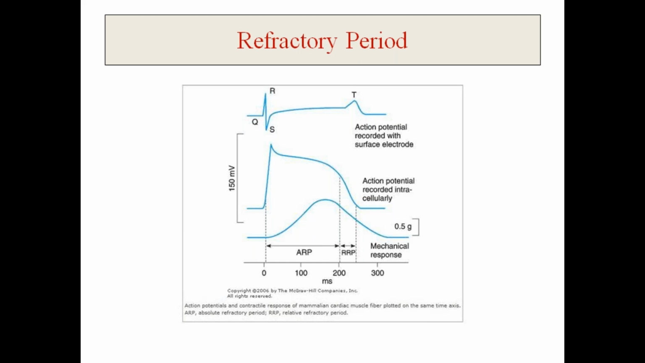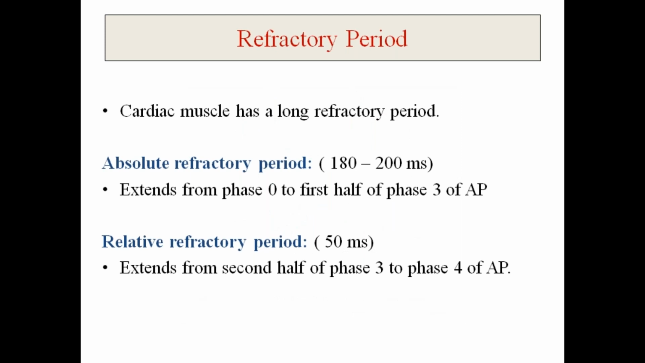So, because of the long duration of the action potential and because of this long duration of the absolute refractory period, most of the mechanical contraction is completed. Contraction and relaxation are completed within the absolute refractory period. So, cardiac muscle is not able to show complete tetanus.